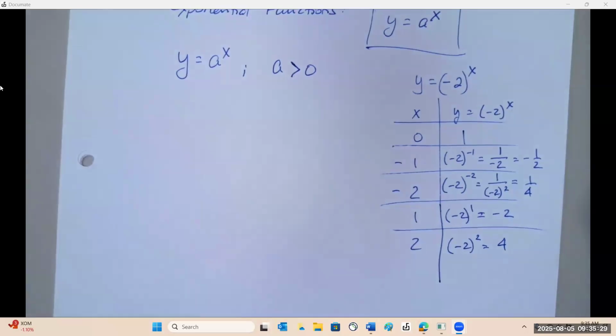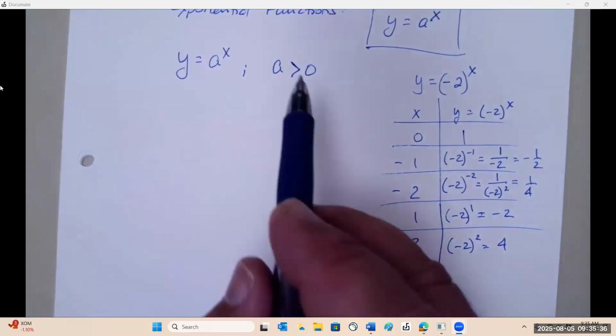What do you notice? It changes signs. Positive, negative, positive, negative, positive, negative. So what's the graph going to look like? Up and down, up and down, up and down. So that's the reason A has to be positive.